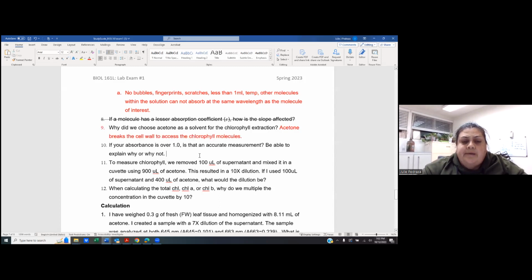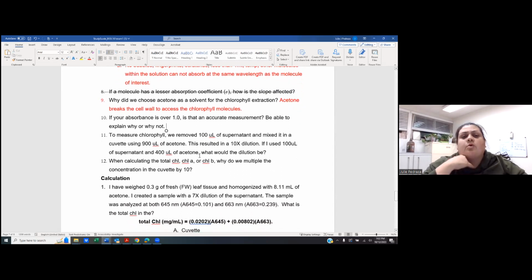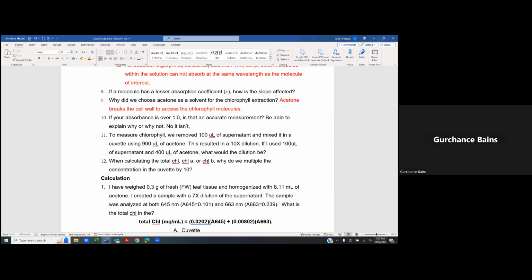Okay. I'm not sure if we discussed this, but you guys did really good. If your absorbance is over 1, is that an accurate measurement of the sample that we're measuring in the spectrometer? No, it isn't. So how do we fix that? There's a couple ways we can fix that. Can you dilute it more? Right.